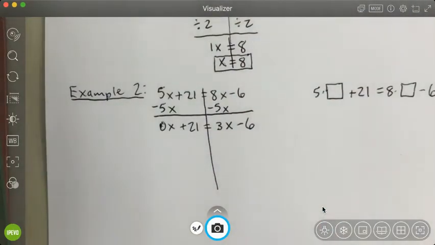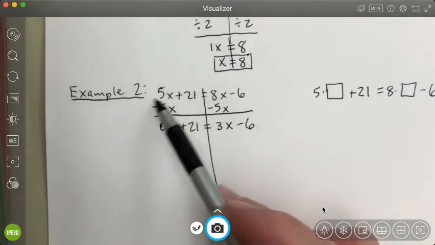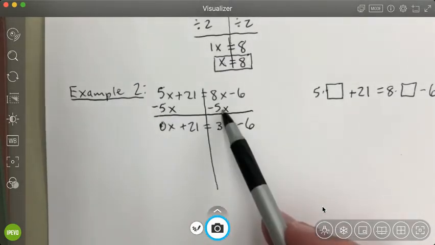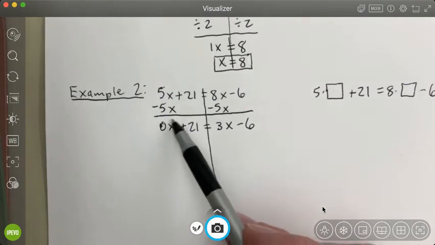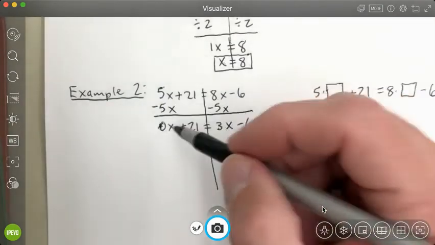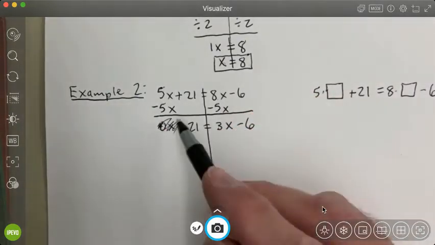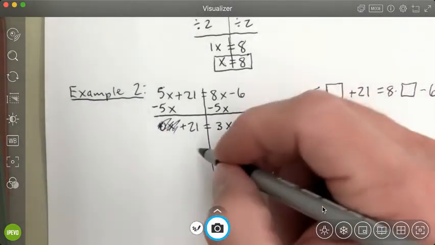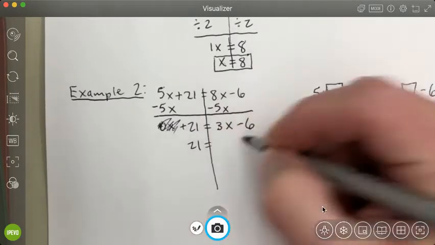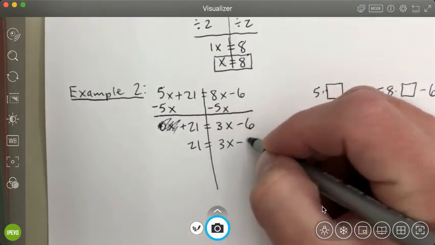All right, so in this case, notice how I had 8x on this side, 5x, and so I tried taking away 5x's from both sides, and I got a 0x. Well, 0x means there's no x's, so really, I have a positive 21 left on this side, or just 21. And now I have 3x minus 6.